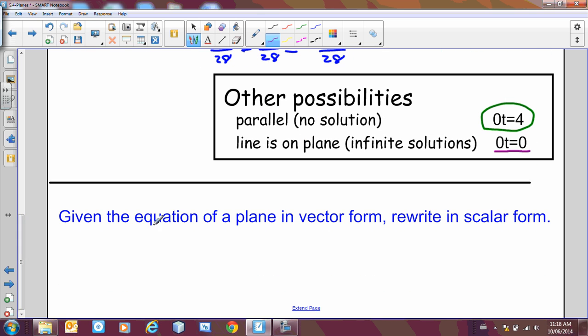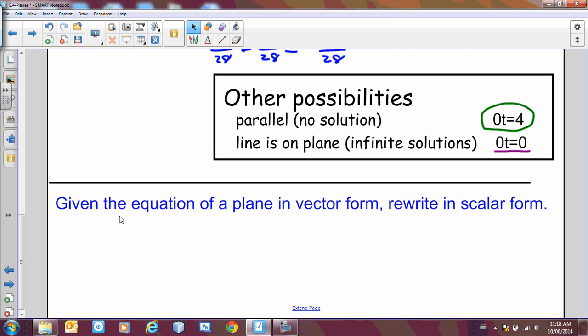So that's basically it. The final comment, of course, is if you saw the same question, but it said find the intersection between the line and the plane, and the plane is in vector form. Do the two questions together. Rewrite it first into scalar form and then solve it this way.